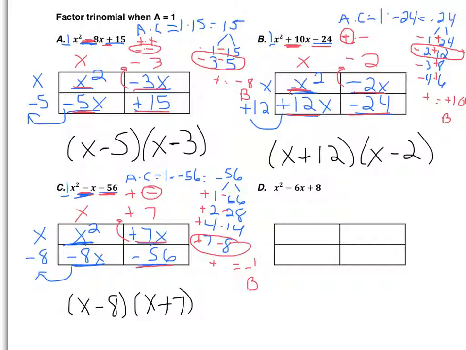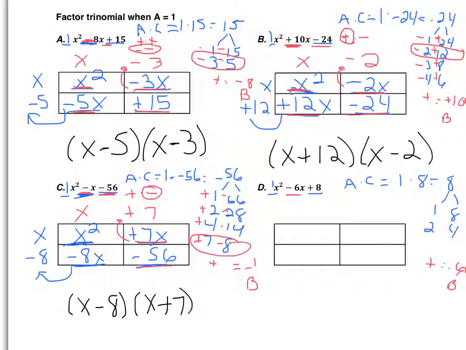Let's go ahead and look at D. We have 1, so that's A. So we have A times C. A is 1, C is positive 8. 1 times 8 is 8, so factors of that are 1 and 8 and 2 and 4. And we know that they have to add up to a -6. And that's our B.